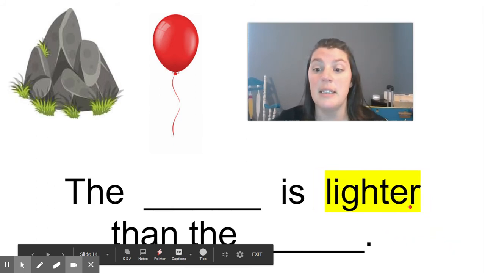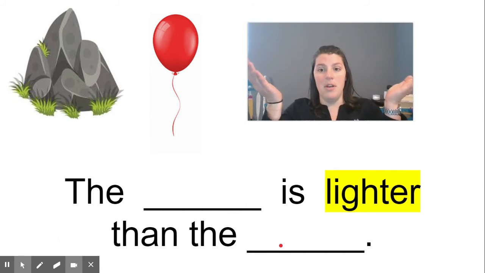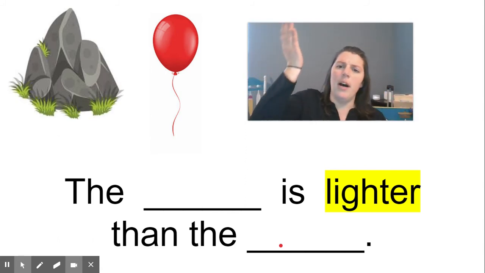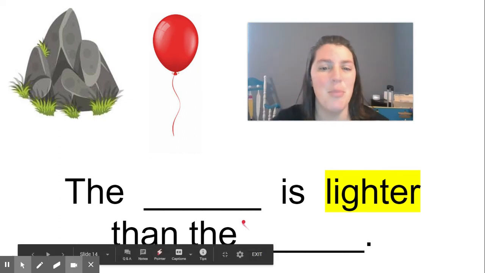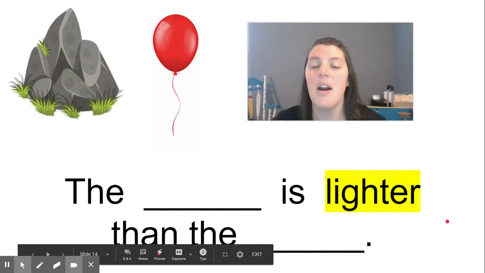This word says lighter. The blank is lighter than the blank. Okay, we have our rock and our balloon. Remember, the lighter side is going to go up. Which side is lighter or weighs less? The balloon. Okay, help me fill it in. The balloon is lighter than the rock. Very good. All right, now this time it's your turn.